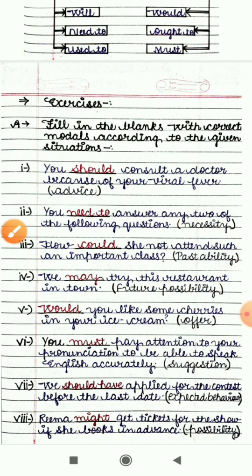Seventh sentence is: we dash applied for the contest before the last date. So here we have to show the expected behavior, and we have filled should have. So we should have applied for the contest before the last date.